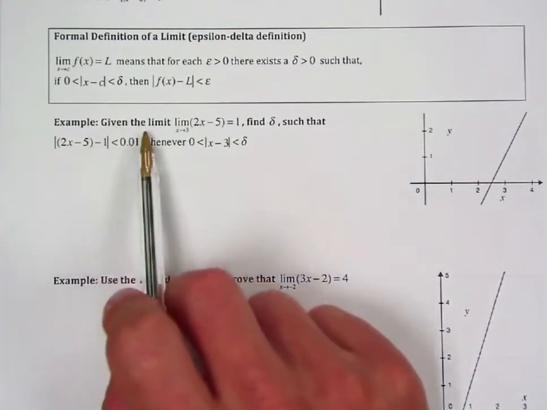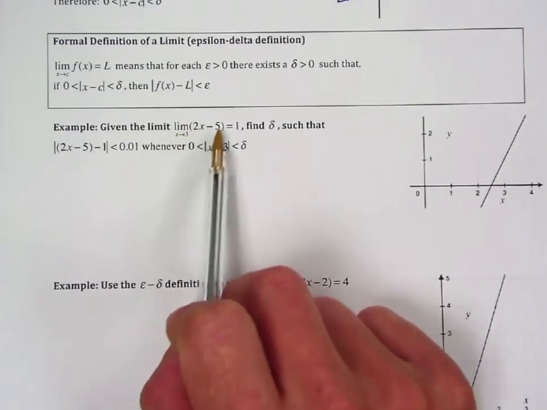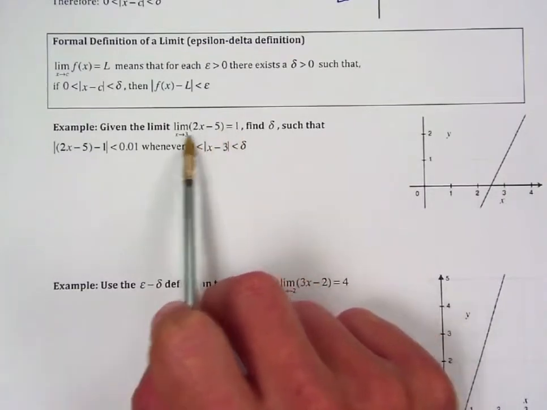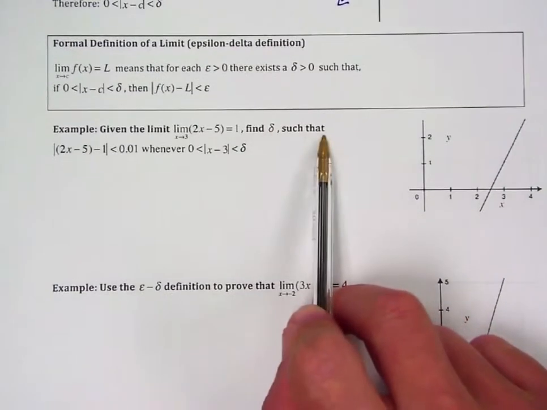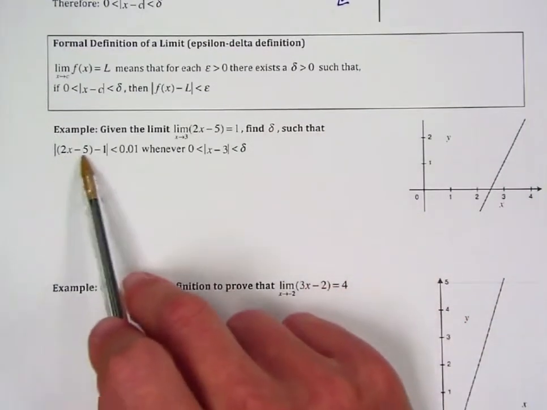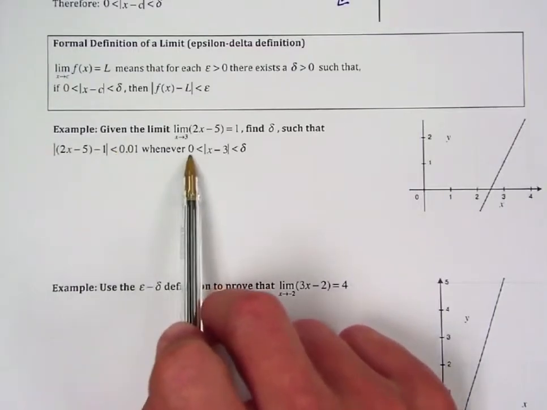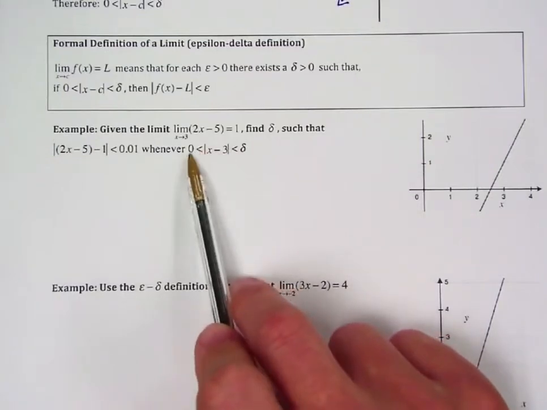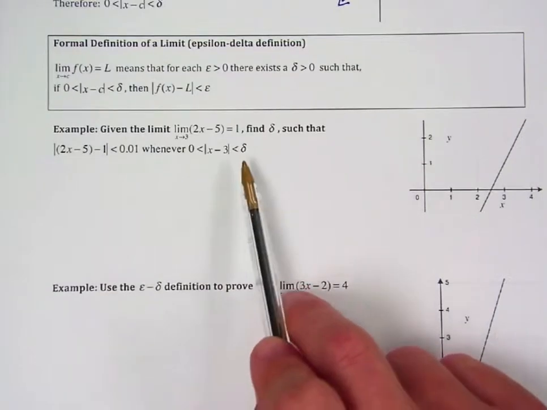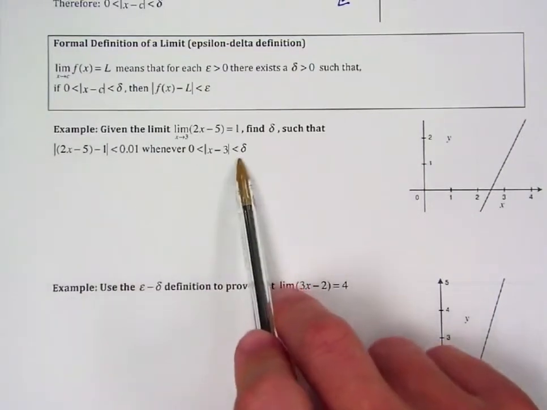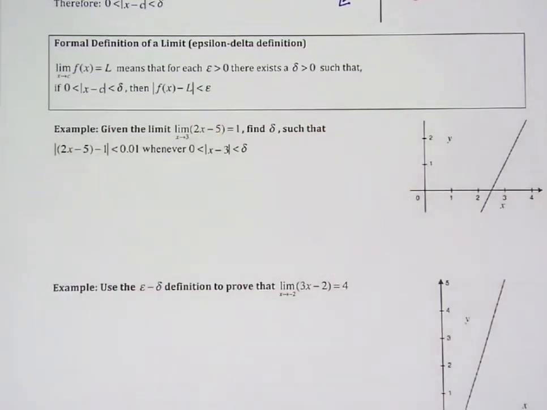It says, given the limit as x approaches 3 of our function 2x minus 5 equals 1, so they're giving us the limit, they're saying the limit is 1, find a delta such that the absolute value of 2x minus 5 minus 1 is less than 0.01 whenever the absolute value of x minus 3 is between 0 and delta. Now again, this may not mean a whole lot to you, but you need to be able to identify the different items in this from the definition. If we can do that, we'll be on a good start here.